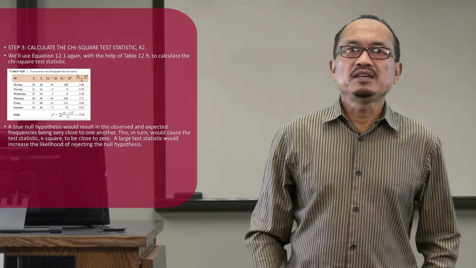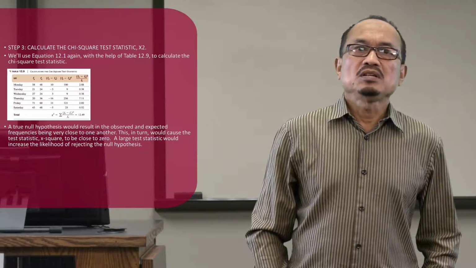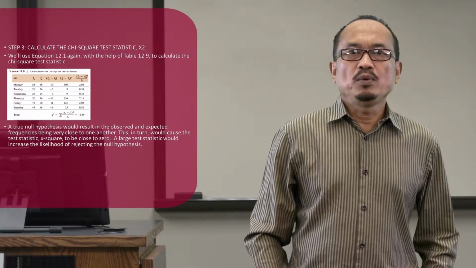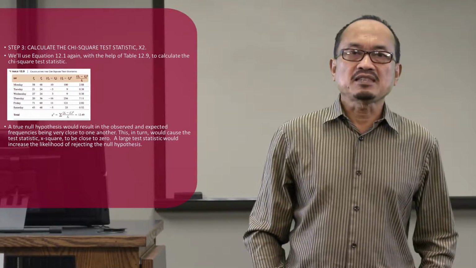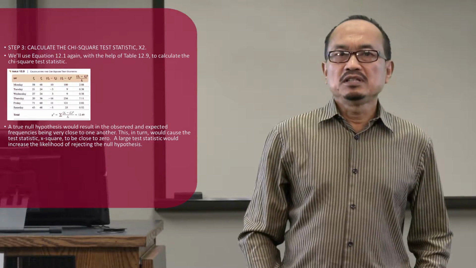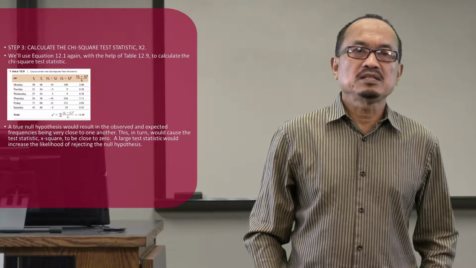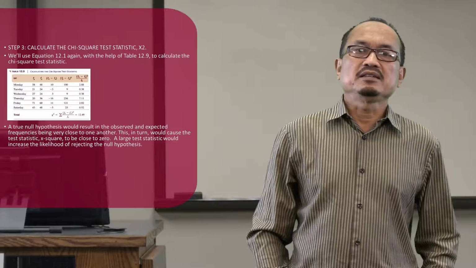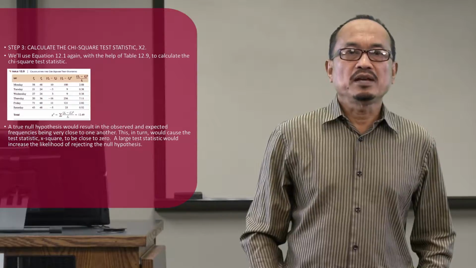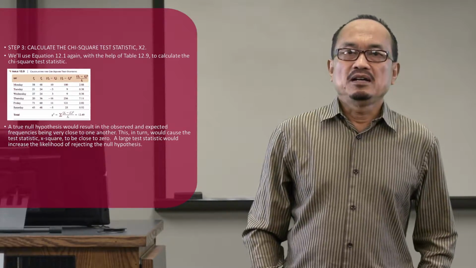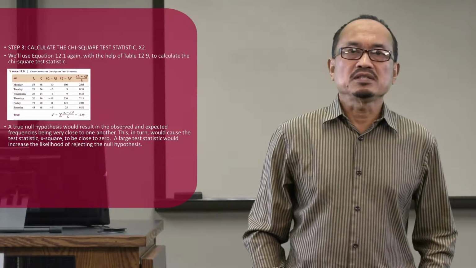Step 3. Calculate the chi-square test statistic, or X squared. We will use equation 12.1 again with the help of table 12.9 to calculate the chi-square test statistic. A true null hypothesis would result in the observed and expected frequencies being very close to one another. This in turn would cause the test statistic X squared to be close to 0. A large statistic would increase the likelihood of rejecting the null hypothesis.